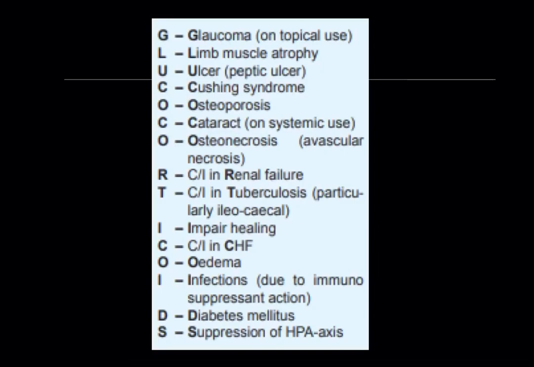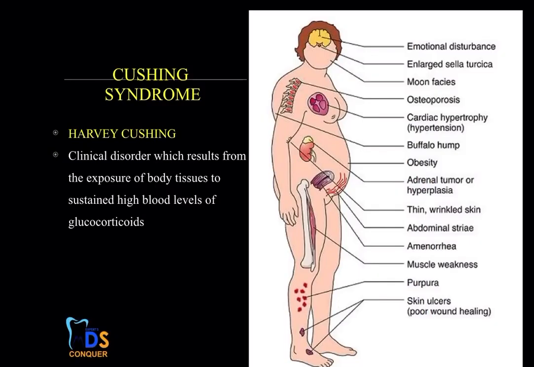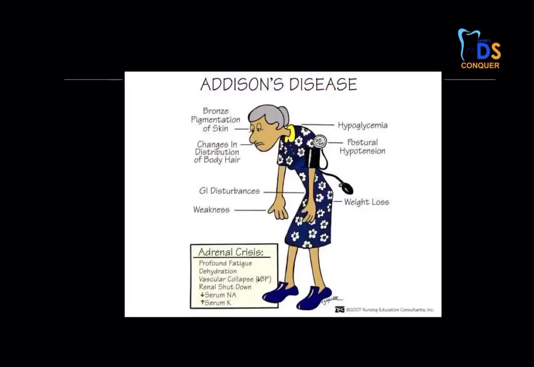adrenal crisis. Okay, so Cushing syndrome, I have an idea of this picture and write the symptoms. That's it, the entire symptoms from the head to toe. Have a look at this picture and you can write. Okay, and if there is less corticosteroids or decrease or deficiency, then it results in Addison's disease. So have a look at this diagram and write the symptoms. Okay, if it is more, then it results in Cushing syndrome. If it is less or deficiency, it results in Addison's disease.